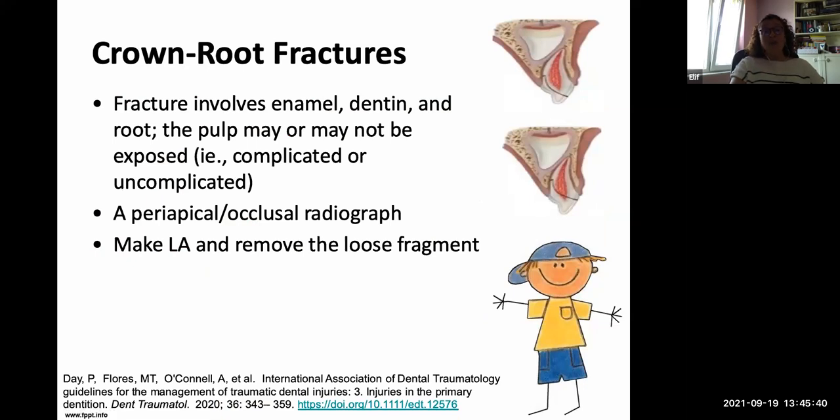In crown root fractures, the fracture mostly involves enamel, dentin, and root. The pulp may or may not be exposed. Sometimes it can be complicated or uncomplicated. So in these cases, we need to take a periapical or occlusal radiograph. And the first intervention we have to make is to give local anesthesia and remove the loose fragments.